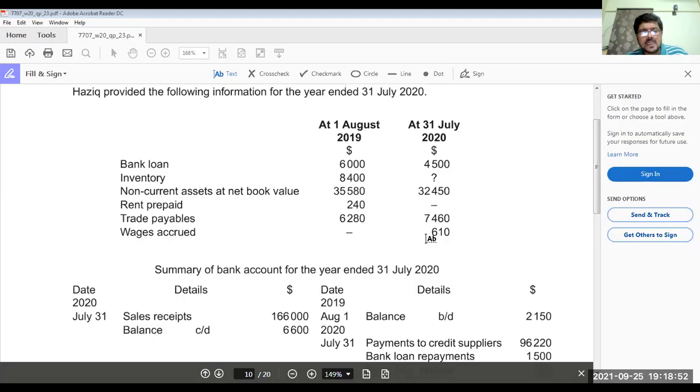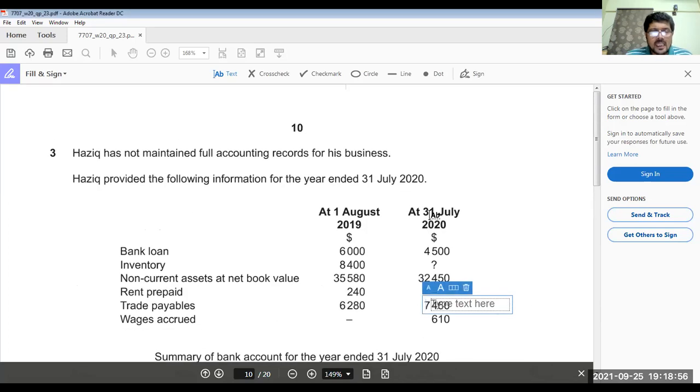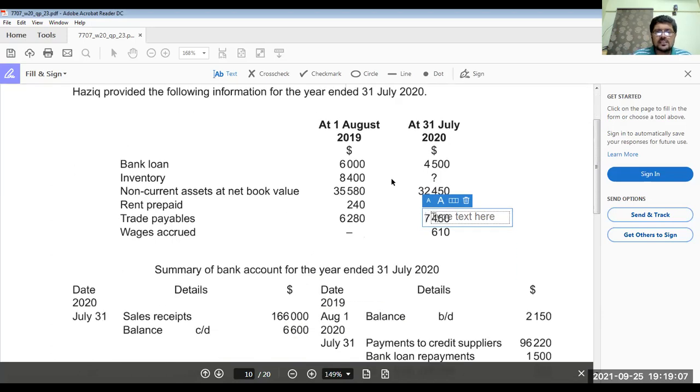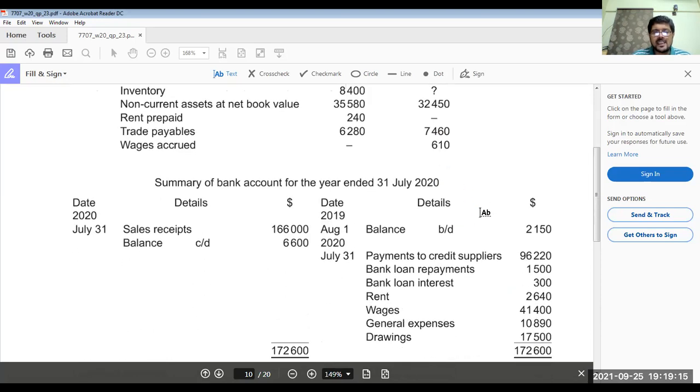Okay. Now this is the paper question number 3 we have to do today. Haziq has not maintained full accounting records for his business. Haziq provided the following information for the year ended 31st July 2020. On 1st August 2019, these were the assets, and on 31st July, these are the assets and liabilities. Now bank account summary is given.